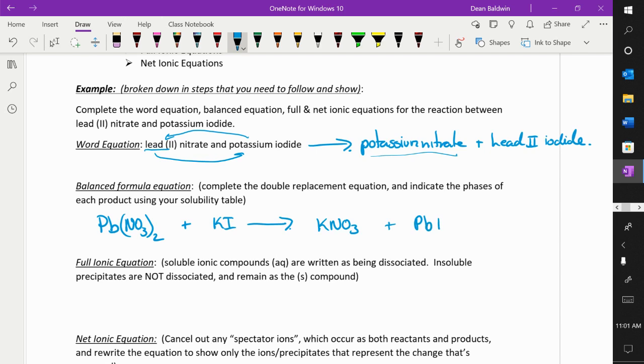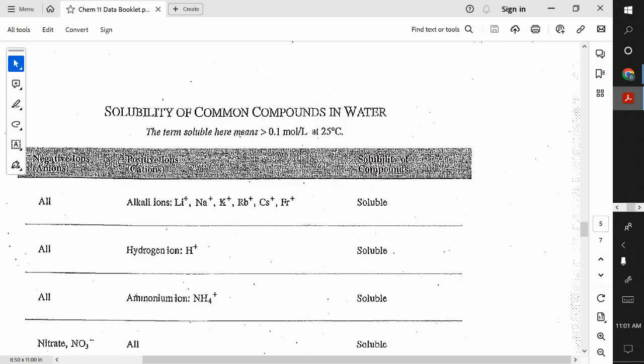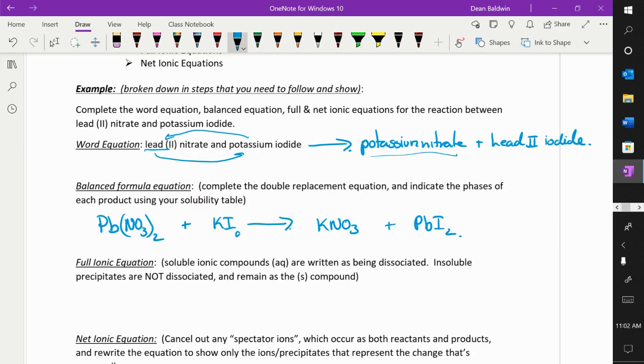PbI2, because it's lead 2. Okay. You have to put the states. So lead nitrate, if we look, and potassium iodide, if we look on our data table, anything with a potassium ion or an alkali metal is always soluble. So if it's soluble and we're in water, all right, we write aq.